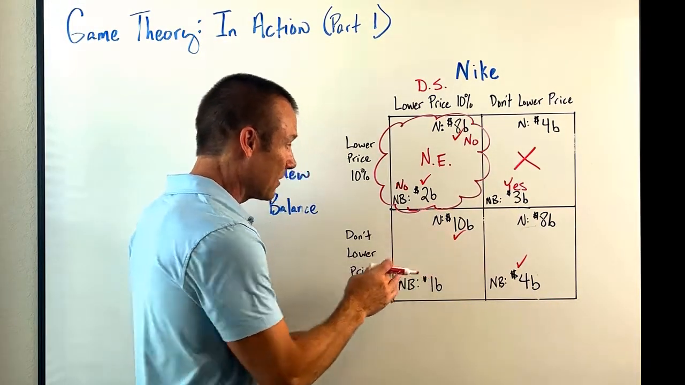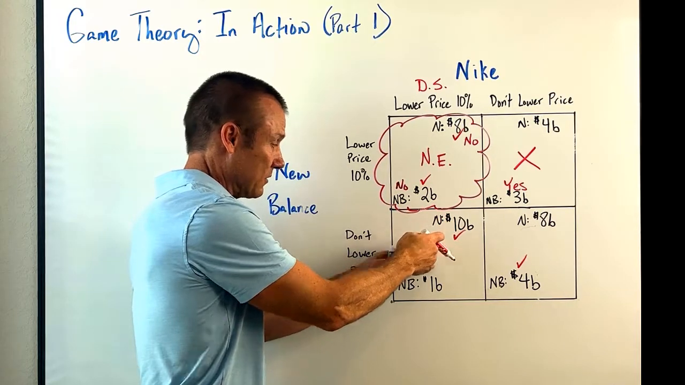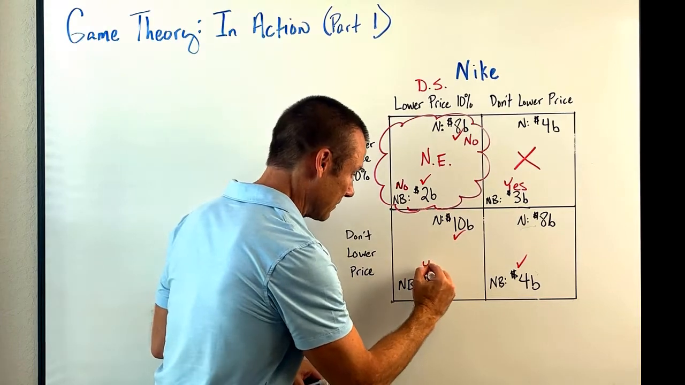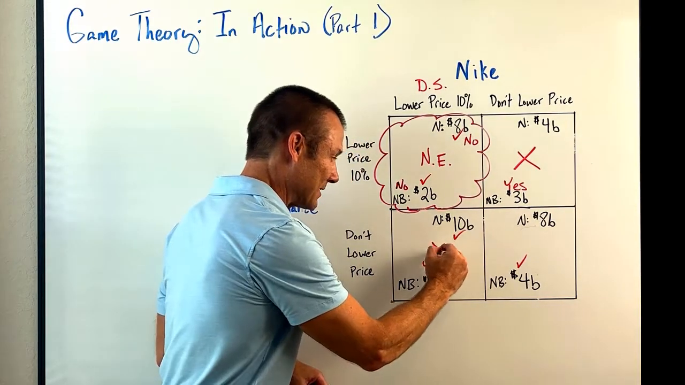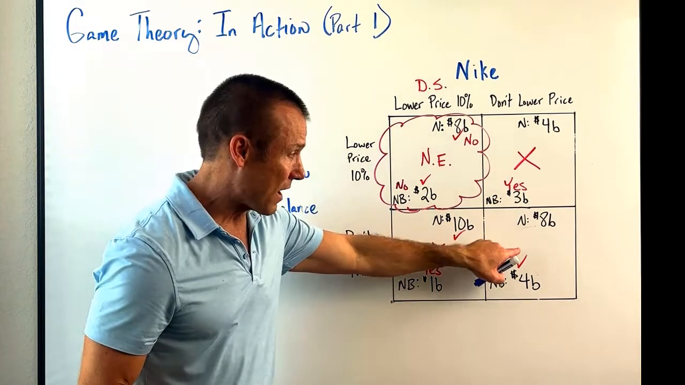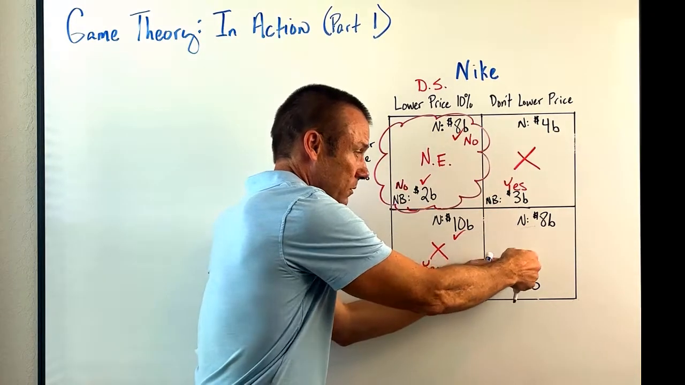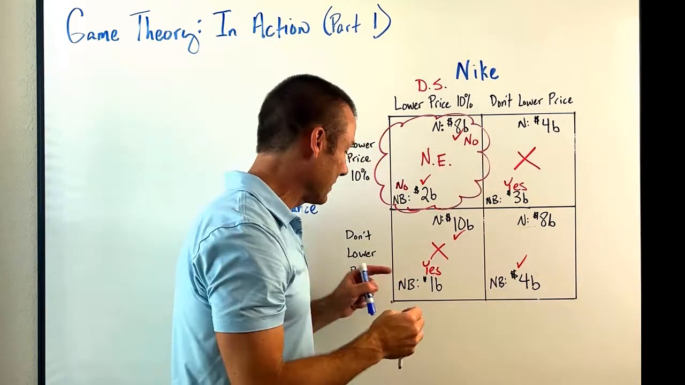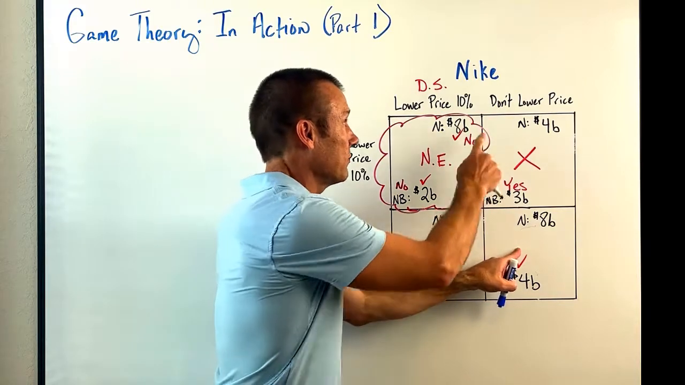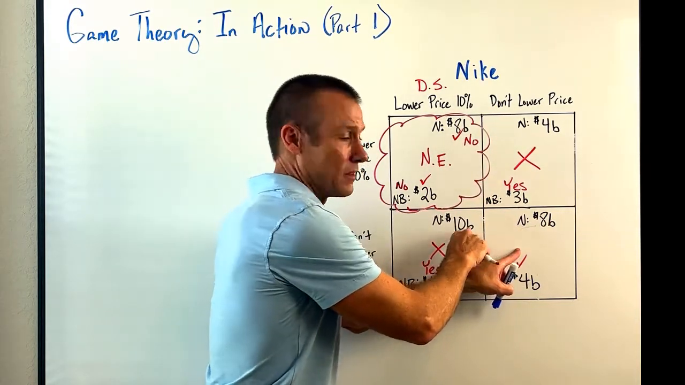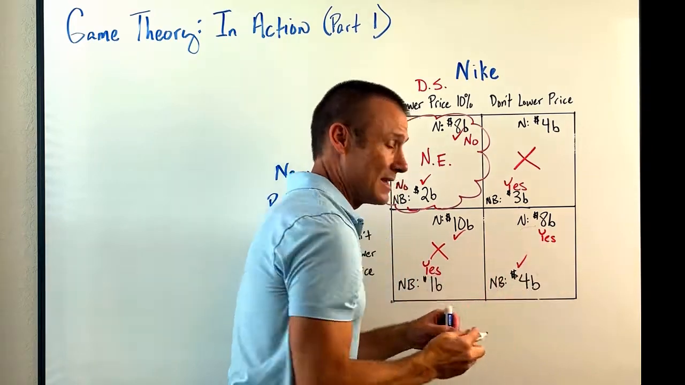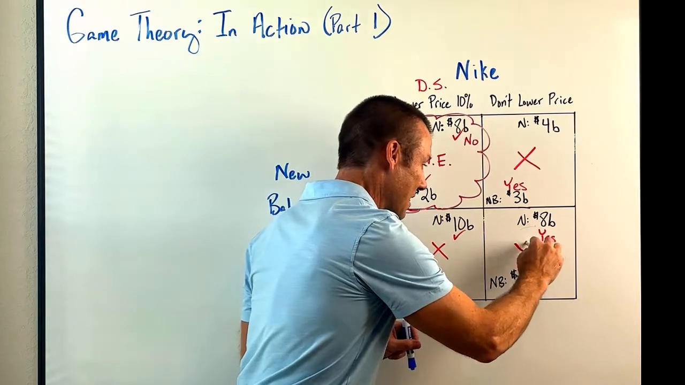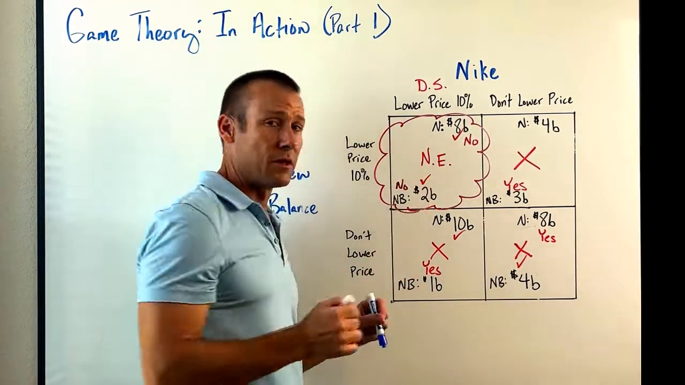Really quickly here, all right, how do we get here? These two strategies. Does New Balance have an incentive to switch over to here? Yes, they do. Not a Nash equilibrium. And then right over here, how do we get there? Neither one lowered their price. Does either one of them have an incentive to switch strategies? We can start with either one. Given that New Balance played don't lower price, does Nike have an incentive? Oh yeah, they do. Anytime you get a yes on either question, it is not a Nash equilibrium.